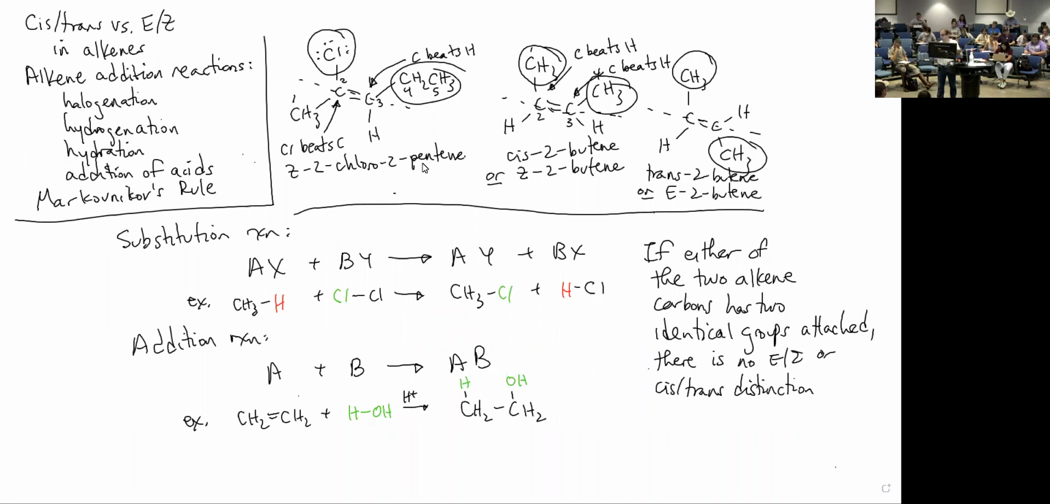It's also the more modern method, because you can always use E and Z if there's a distinction between the two stereoisomers. Cis and trans is somewhat limited. You have to have a hydrogen attached to each of the two alkene carbons.